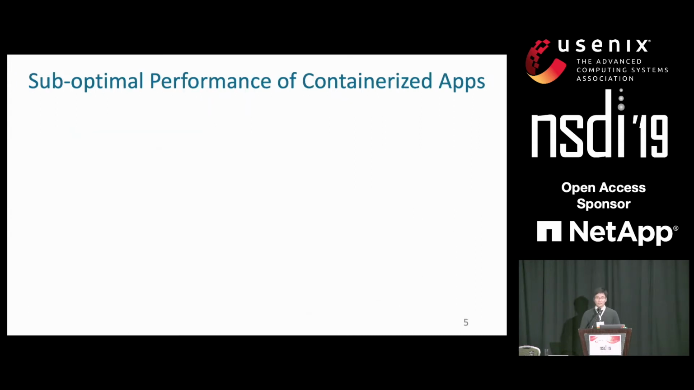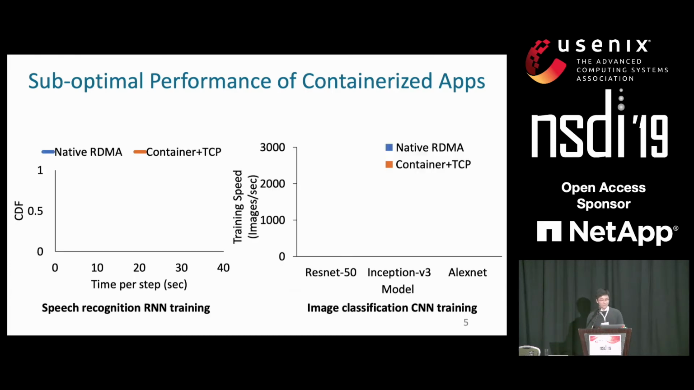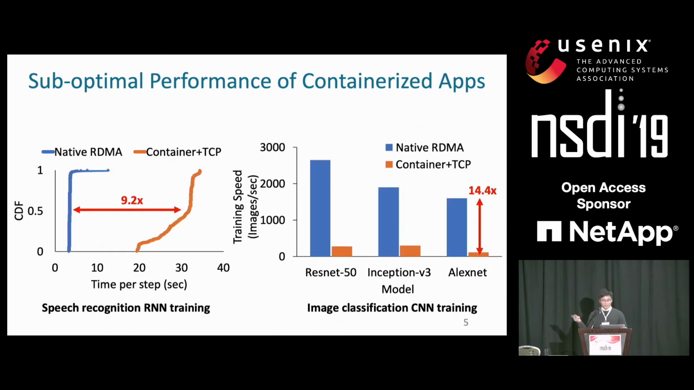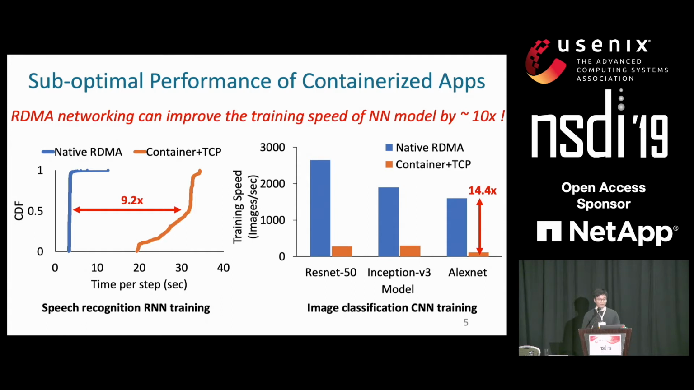So as a result, containerized applications today cannot use RDMA networking, and it results in suboptimal performance. To demonstrate this, we ran different neural net training workloads on TensorFlow with containers and TCP networking and also native RDMA networking. So you can see here the containerized TensorFlow with TCP networking shows significantly worse performance than the native RDMA case. Here, native RDMA networking can improve the performance by around 10 times.